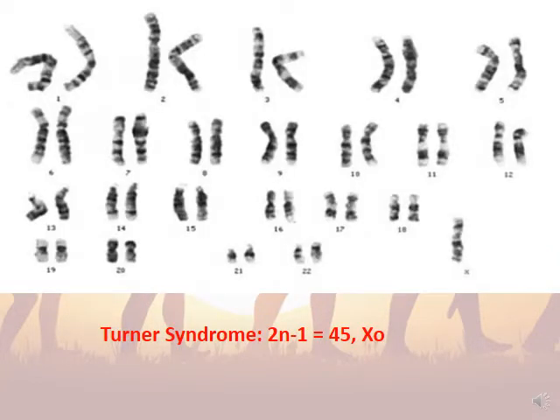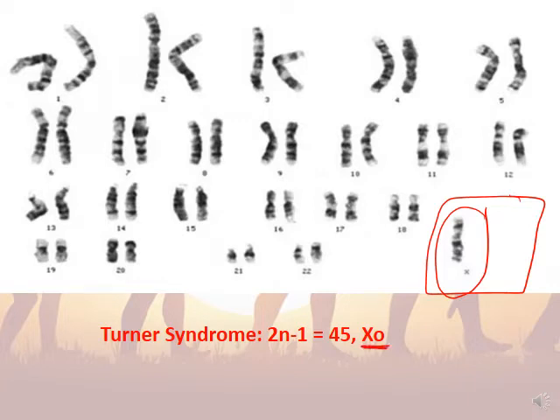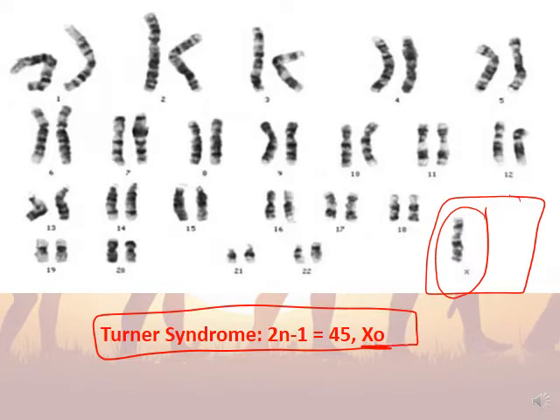This is the Turner syndrome, where we have an abnormality also at the level of the gonosome, where we have only one X as sex chromosome. So it's a missing chromosome. So 2n minus 1 equal to 45, comma, XO. You have to write it this way. So this is always like this. It's similar to Klinefelter syndrome.